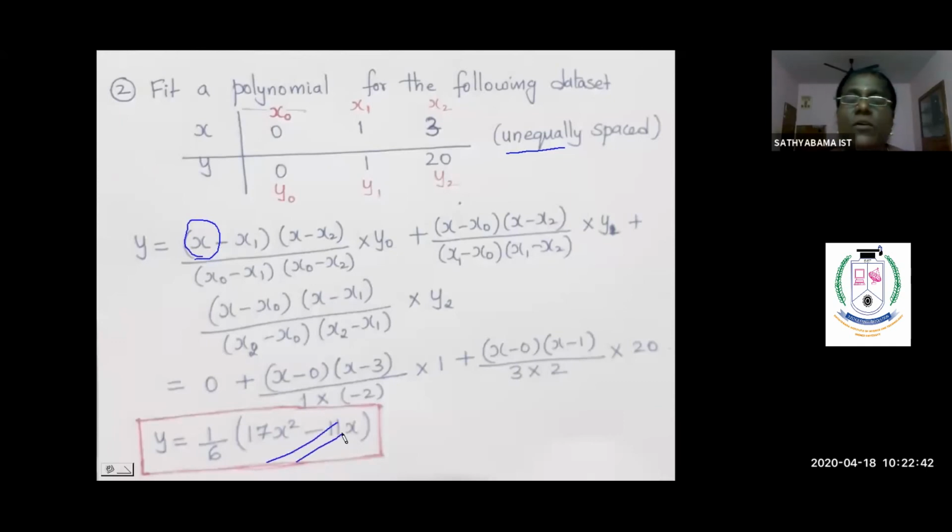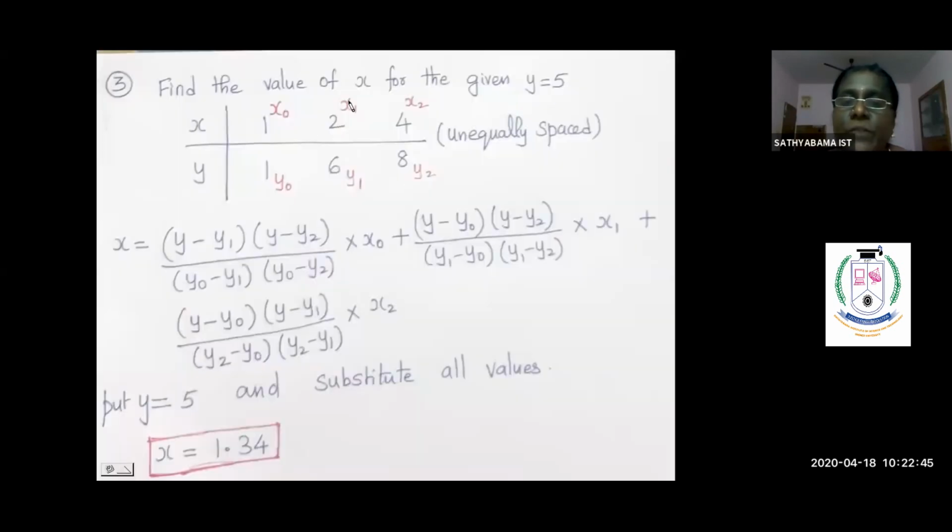Then now we'll go for the third problem. Here, find the value of x for the given y. So the y value is given, and I have to find out x. Whether the entries are equally spaced: 1, 2, 4. It is not equally spaced, it is unequally spaced, and therefore I have to use Lagrange's. But for Lagrange's, which one is this? y is given and I have to find out x, that is the inverse interpolation formula. So write down the formula using your logic, replace all the values, and where y is replaced by 5, when you simplify, you will get x, which is 1.34.